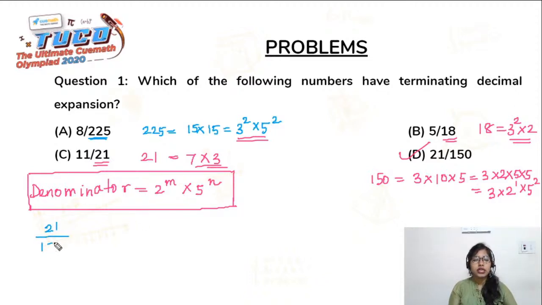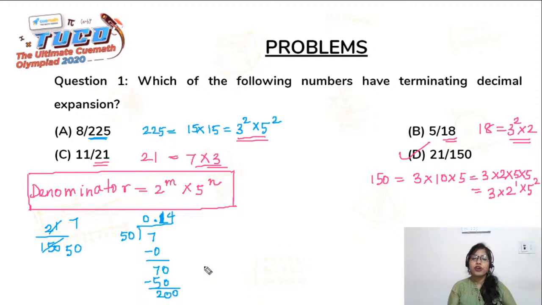21 upon 150. So let's first make it to the lowest form. 3 times 7, 3 times 5, so 7 upon 50. Let me show you 7 upon 50. So this is 0, and then we have a 70. 50 times 1 is 50, and then we have 200. 50 times 4 is 200. So your remainder turns out to be 0. So we know that this gave us an equivalent of 0.14. So it's a terminating decimal.